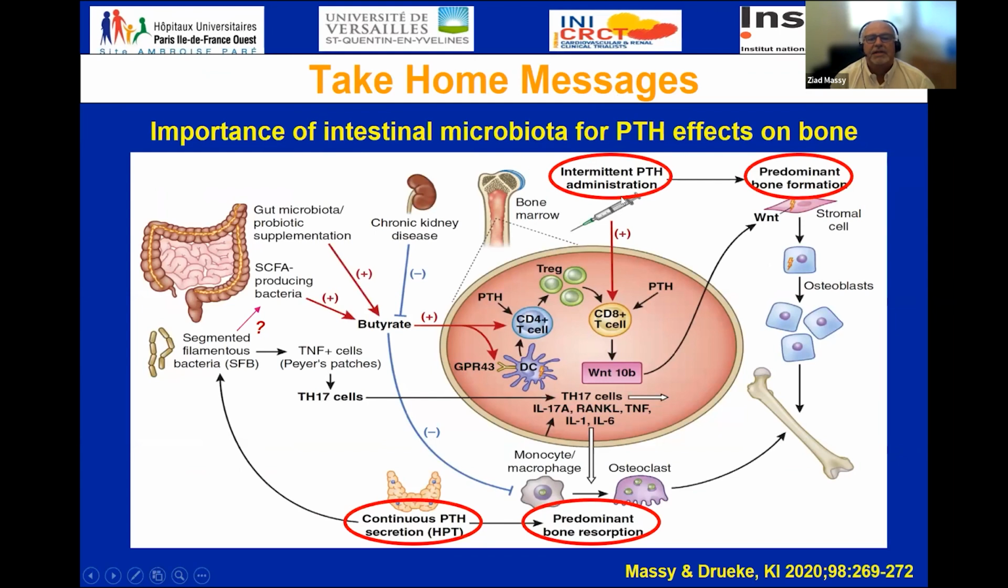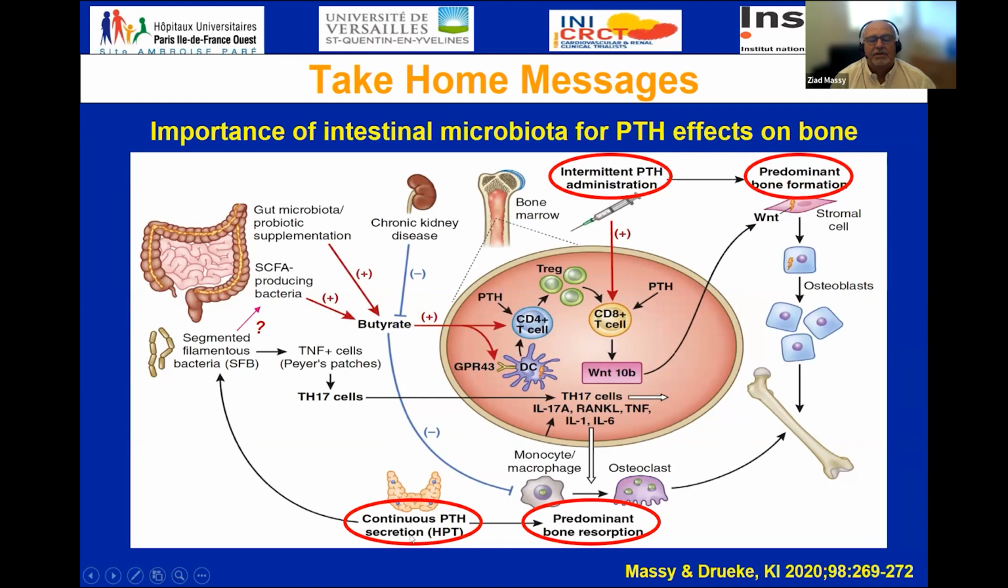The first message is that intestinal microbiota modulate the effect of PTH. Intermittent PTH has a direct effect on the immune system, and then there is Wnt activation and bone formation. This can be reinforced or even pushed by butyrate, which comes from the intestine.